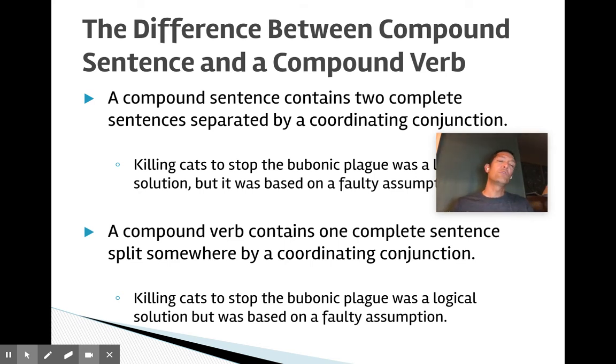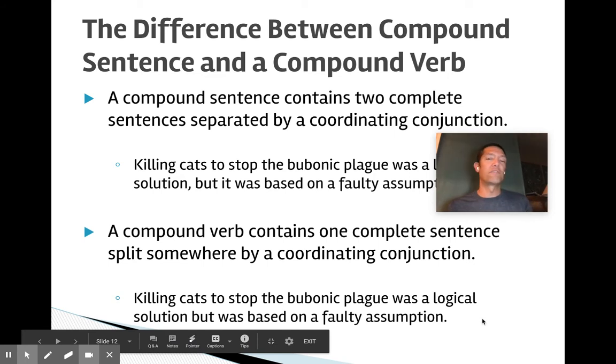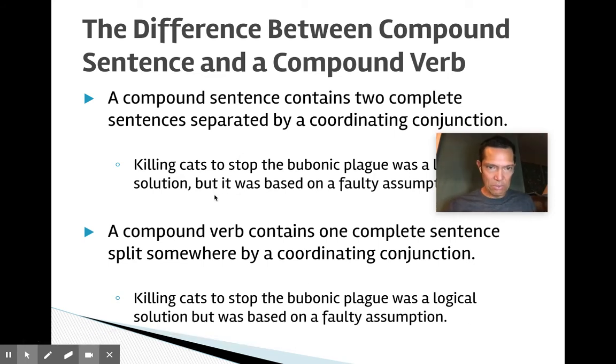We need to know that killing cats was based on a faulty assumption. Up here, it was based on a faulty assumption. That's the subject. Now, yes, it is a pronoun, and that refers to killing cats. What is it? It is killing cats. But it is the pronoun for this sentence, which makes this a complete sentence by itself. It stands alone. So therefore, we need to separate it with a comma, right?